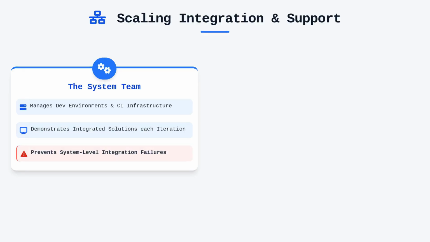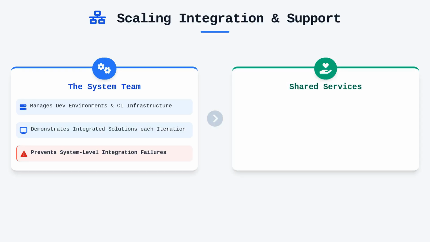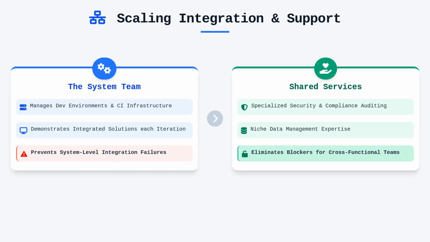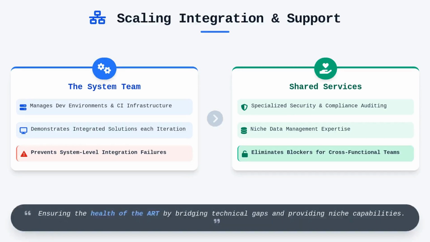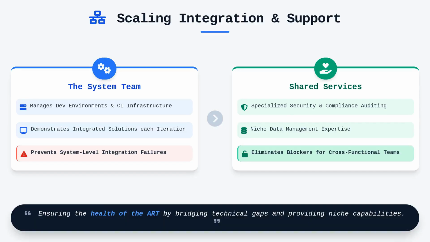Without this support, teams would struggle to verify their contributions against the work of others, leading to significant system-level integration issues. Similarly, shared services provide specialized skills, such as security expertise, compliance auditing, or specialized data management, that are necessary for the train to succeed, but may not be needed full-time by any single team. These internal service providers ensure that while teams remain cross-functional, they're not blocked by the lack of niche capabilities.